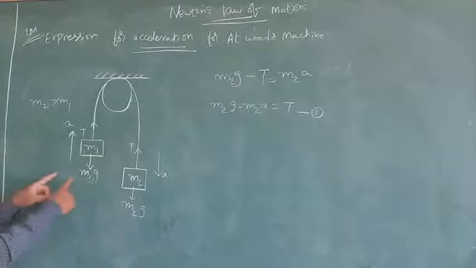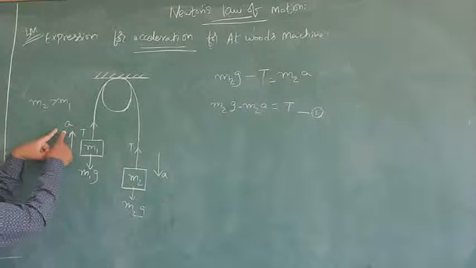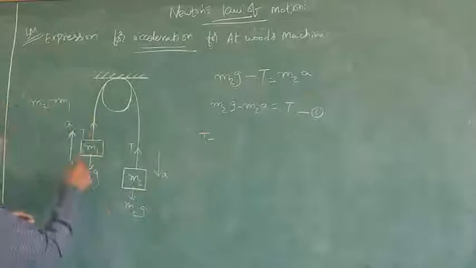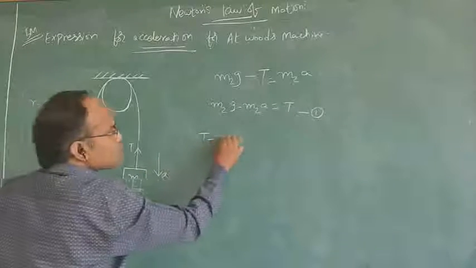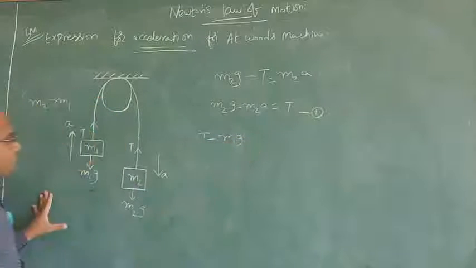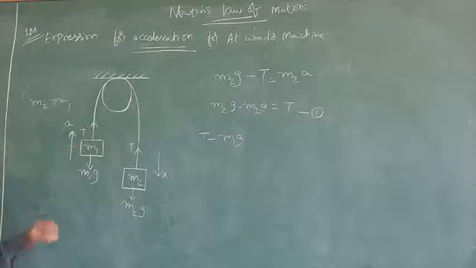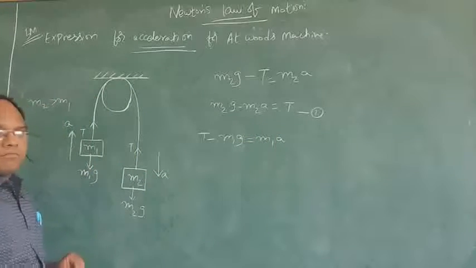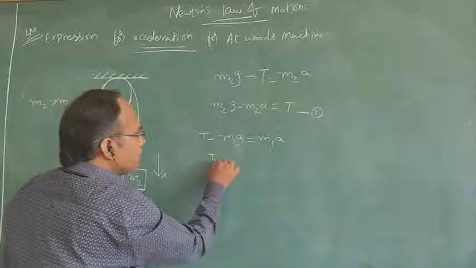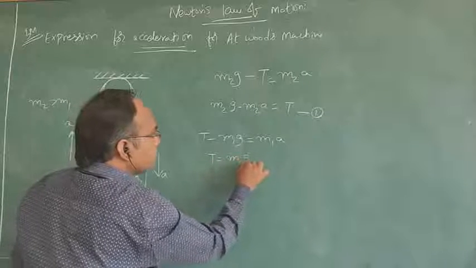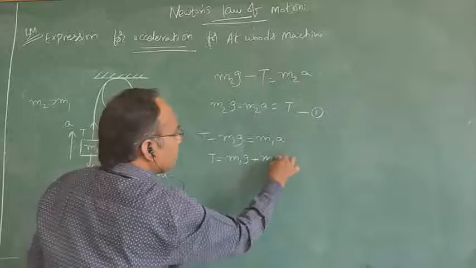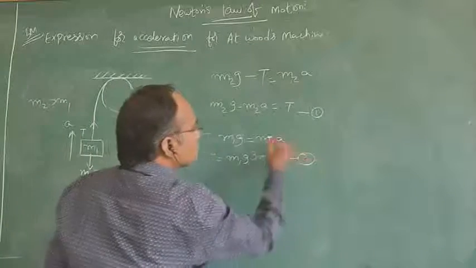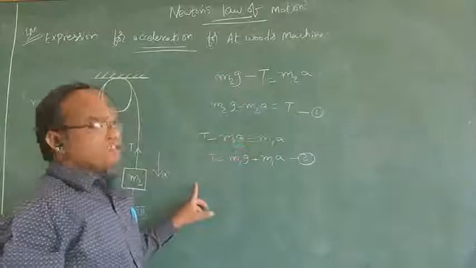Now in this one, acceleration is moving upward. Therefore, we should consider T first. T minus M1g is equal to M1 into A. From here, what is the value? T is equal to M1g plus M1A. So this is the equation, this is equation 2. This is the tension, this is also tension.